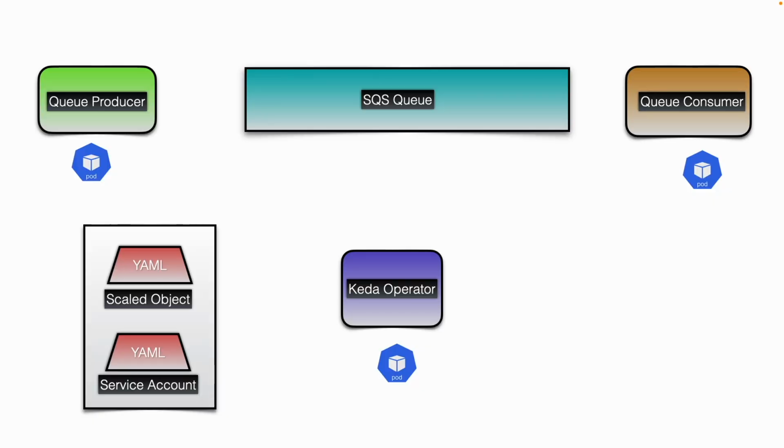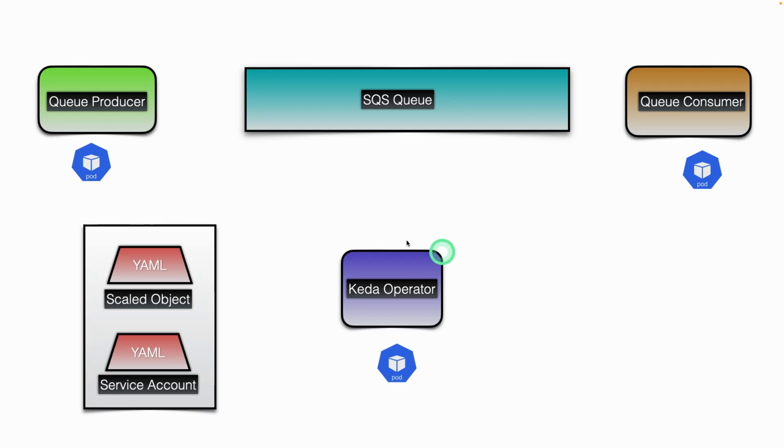So let's look at the scenario that we are going to do. Let's first look at the various components, right? The first is the queue producer, which is a deployment that's going to post messages onto this SQS queue. Then there is a queue consumer that's going to read messages from the SQS queue. Then we deploy KEDA. KEDA has the privilege to read from this queue and then scale the queue consumers based on the number of messages in this queue.